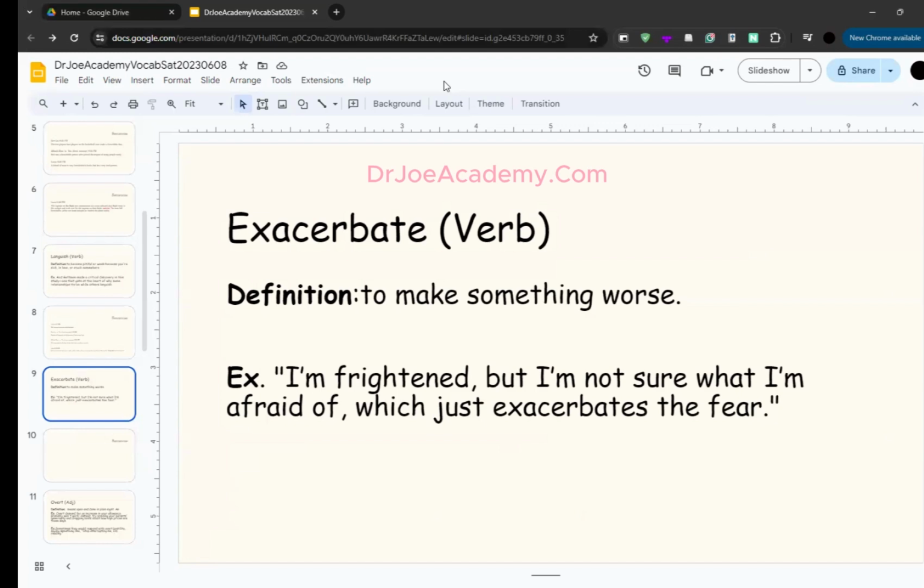So I'm going to give everyone a couple minutes now to work on their sentences for this vocab word. And if you have any questions or if you need any help, then let me know and I will help you.